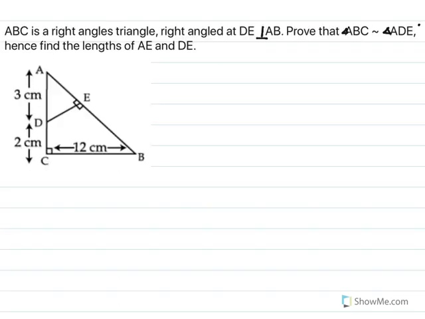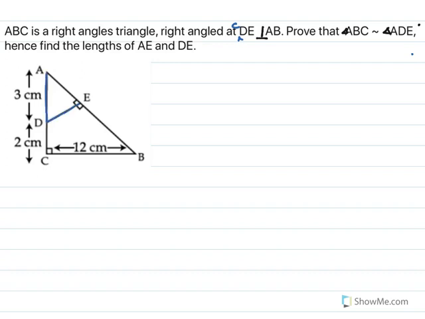ABC is a right angle triangle, right angle at C. DE is perpendicular to AB. Prove that the triangles are similar. So in the first step, I'm going to first show the triangles are similar.